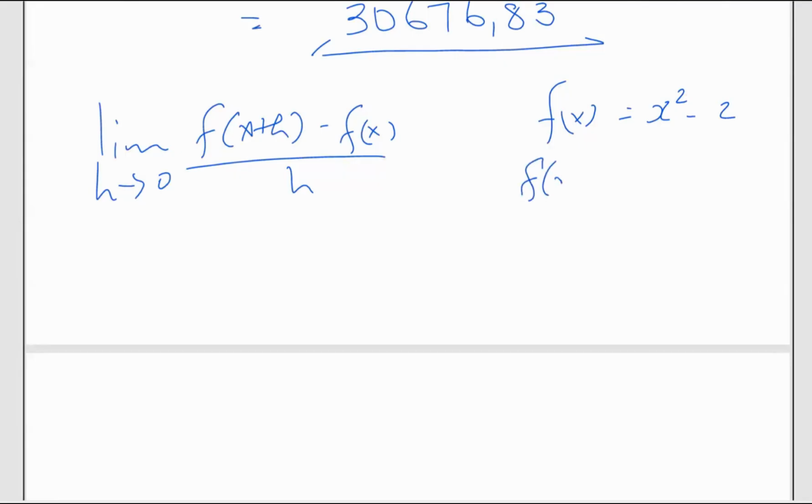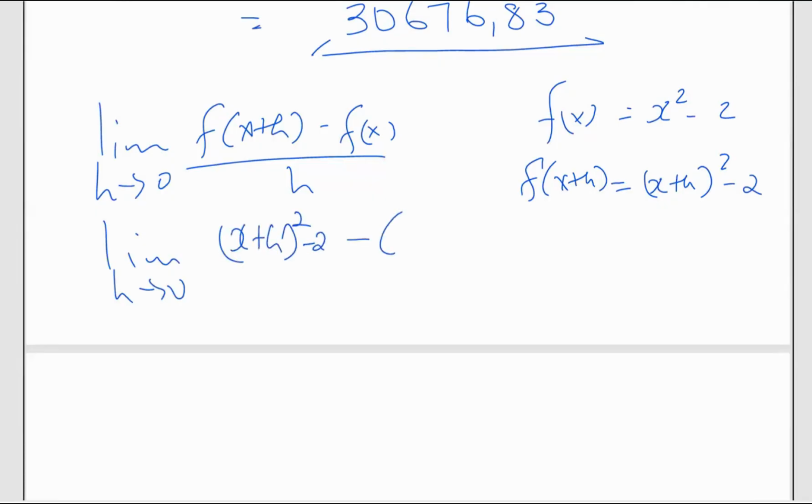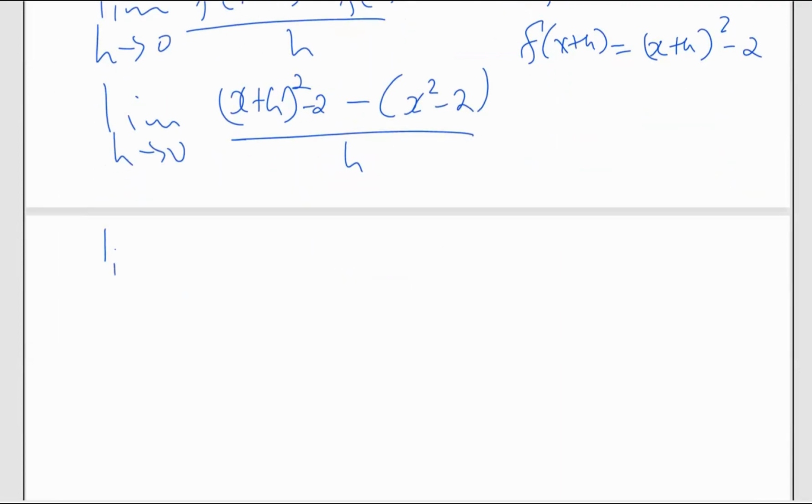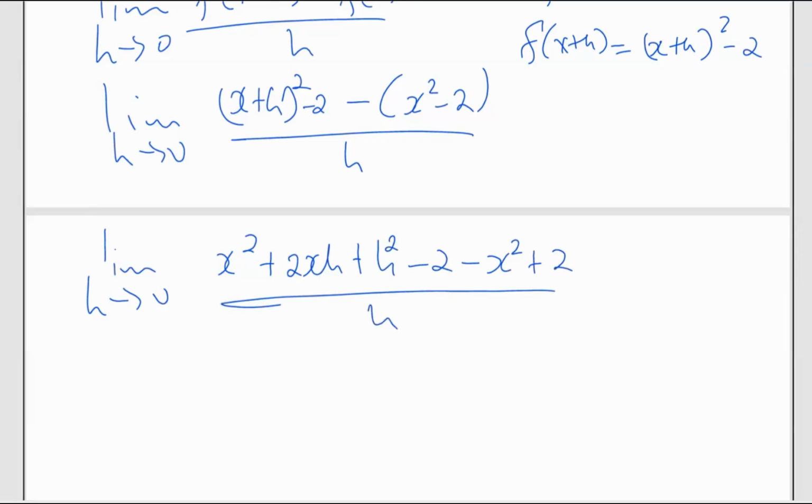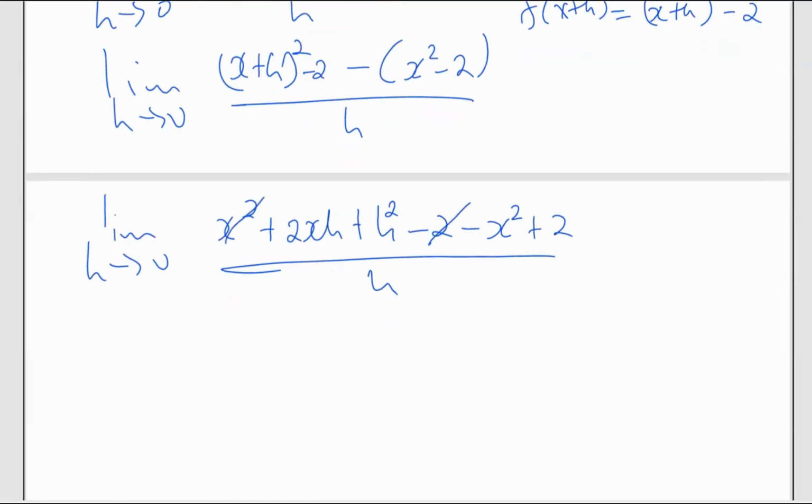So meaning that my f of x plus h is going to be x plus h squared minus 2. Let's do the substitution. And so the limit as h tends to 0, I'm going to have x plus h squared minus 2 minus the entire f of x, which is x squared minus 2, over h. Let's open the brackets. Limit as h tends to 0 of x squared plus 2xh plus h squared minus 2 minus x squared plus 2 over h. I'm opening with a negative sign, so this cancels that.